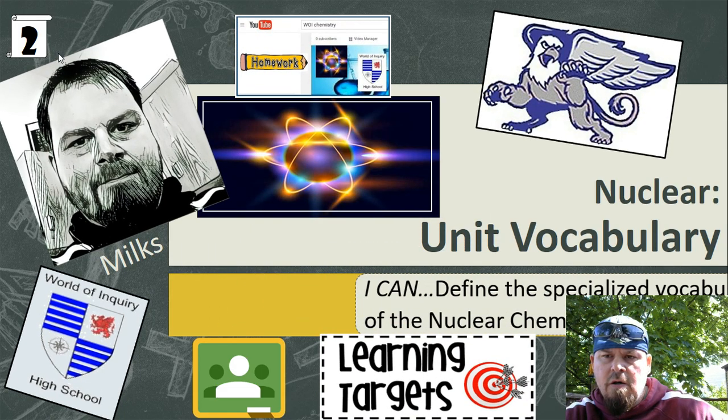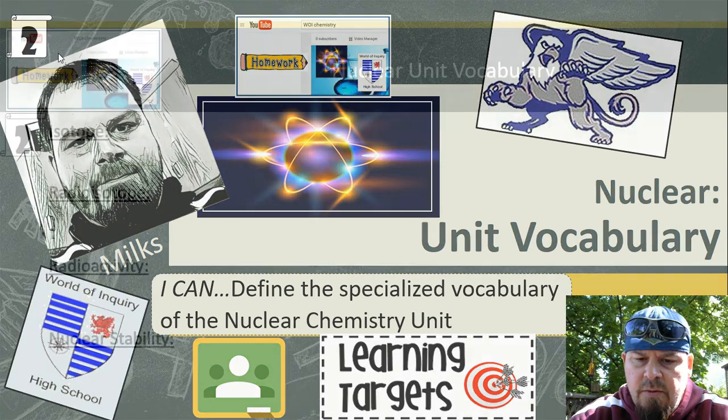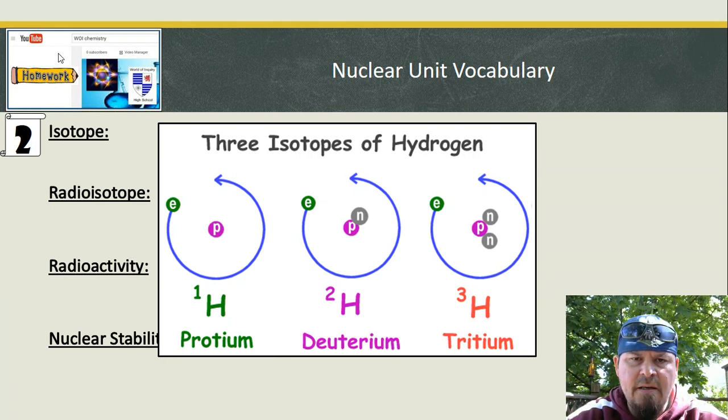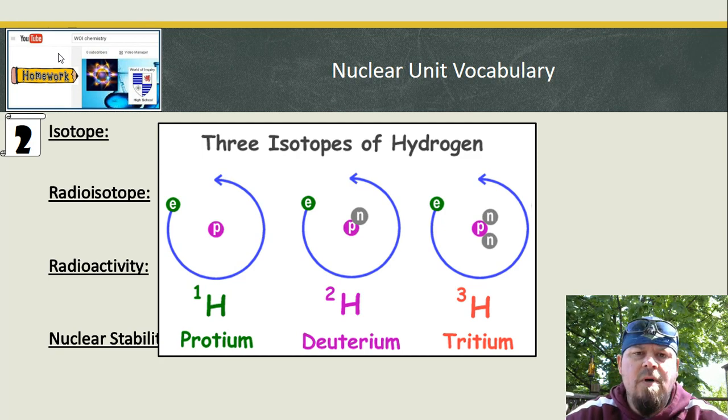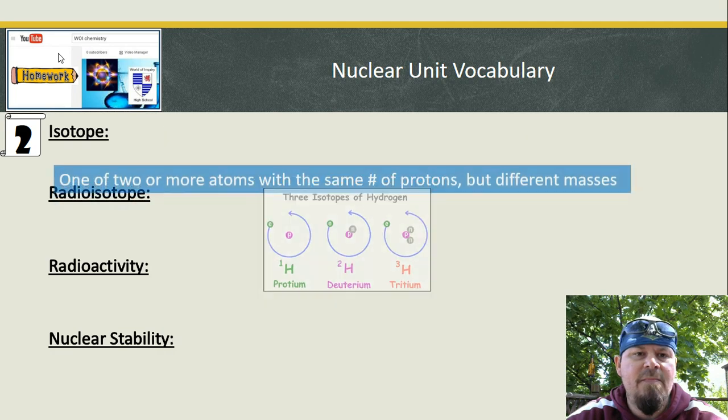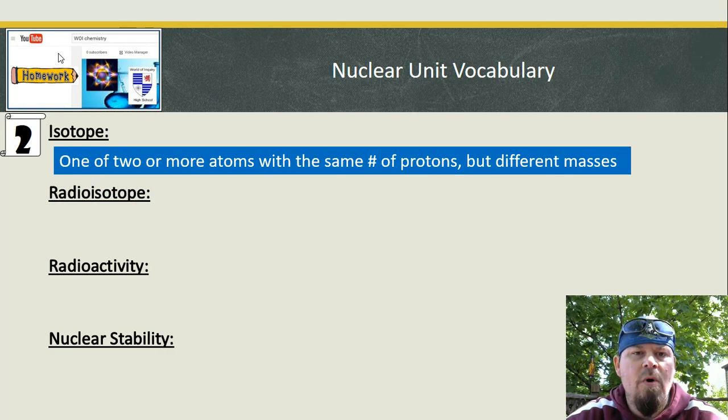Let's get into the vocab of the nuclear unit. Do we know what these words mean? First one is an old word that we learned back in atoms, and this is isotopes. We will get into isotopes in a little bit more detail for this unit. This is same number of protons, different number of neutrons, hence same atomic number, different atomic mass. So this unit will serve as a great review of atoms. So one of two or more atoms with the same number of protons but a different mass. That is technically an isotope.